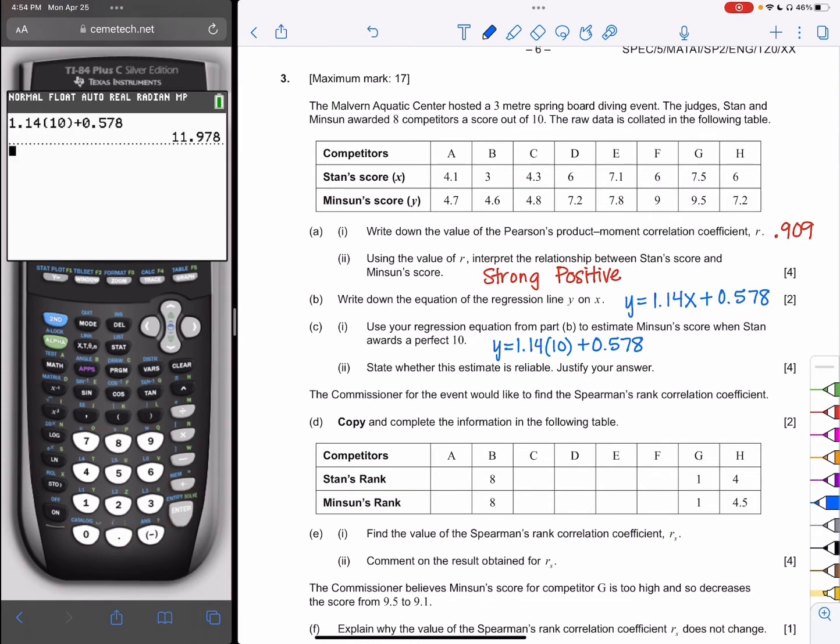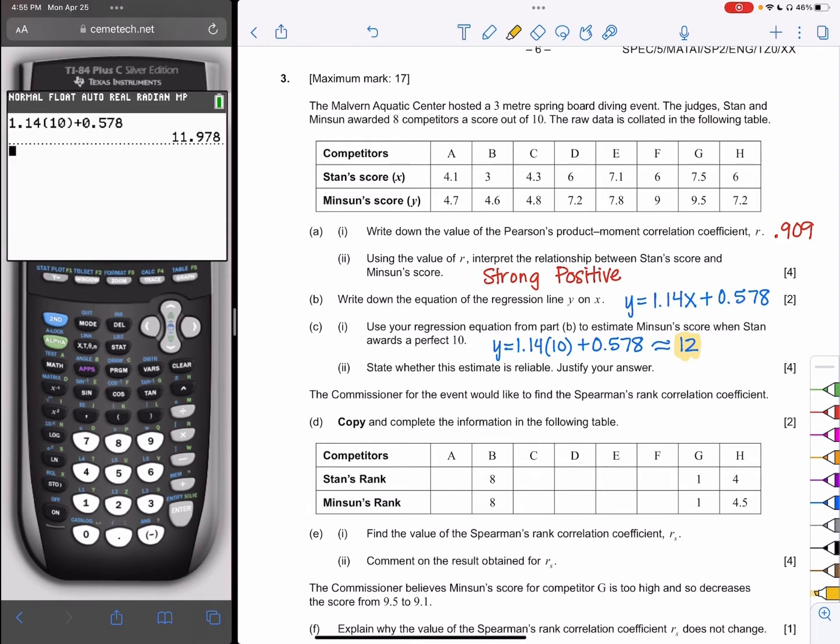And I end up getting that his score is 11.978. That is what his score will be. Of course, if I were to round this to 3 sig fig, I could say that this is approximately 12. All right, so that's what would be the approximate score for Min's son based on Stan getting a perfect 10.